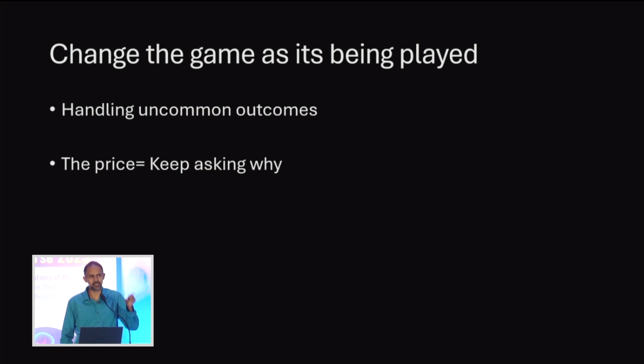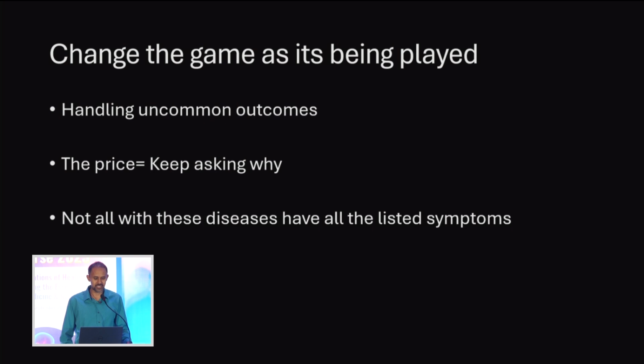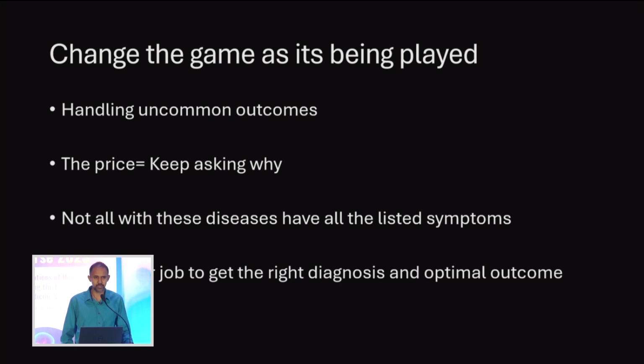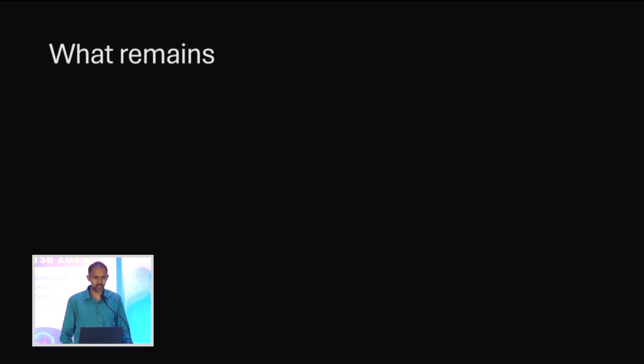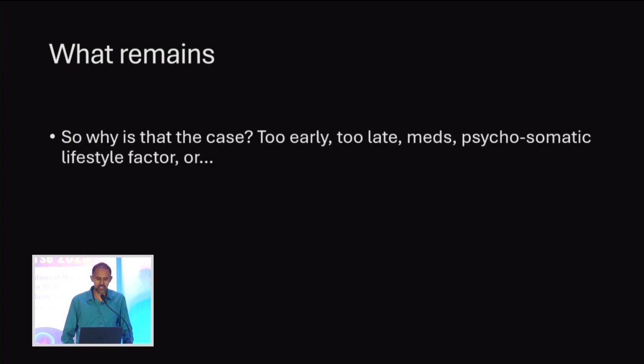Why am I saying that? Why did it look like this? Why did it not look like that? Because not all people with diseases have the same listed symptoms. But it's your job to get the right diagnosis and the optimal outcome. So what remains after all of this, right? Why is this the case? Why do we have cases where there is a condition but the test is not showing it?